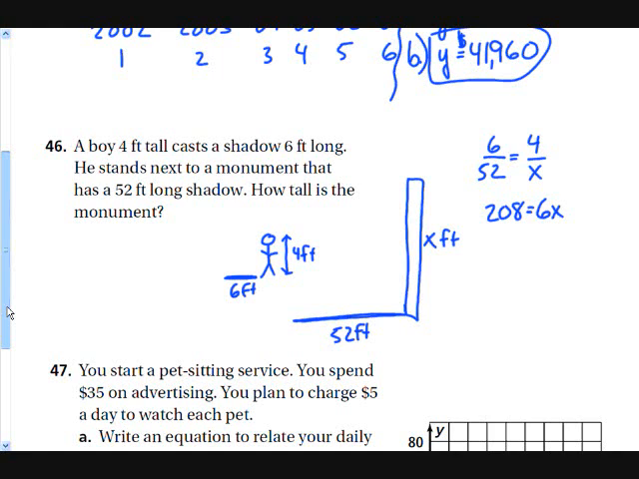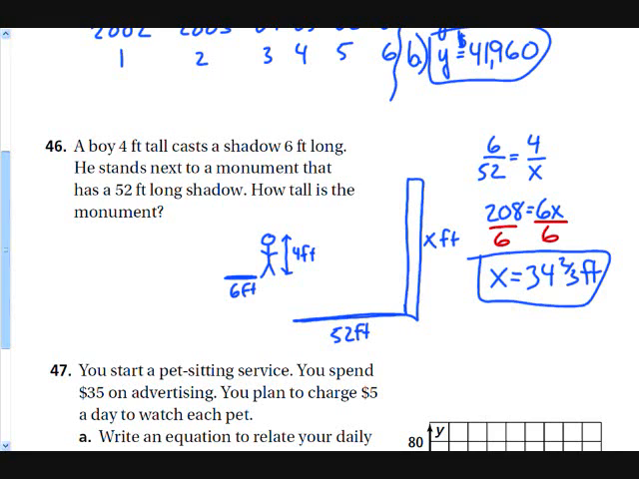So now I'm going to divide each side by the 6. And I find out that x equals, and just be careful when you're doing this, it looks like it gives me 34 2/3 feet. Okay, so 34 2/3 feet. If you plug it into a calculator, it's going to give you 34.6 repeating, which is 2/3.